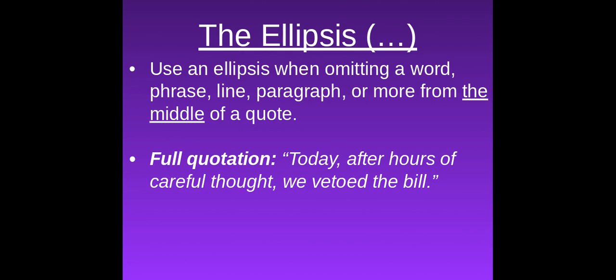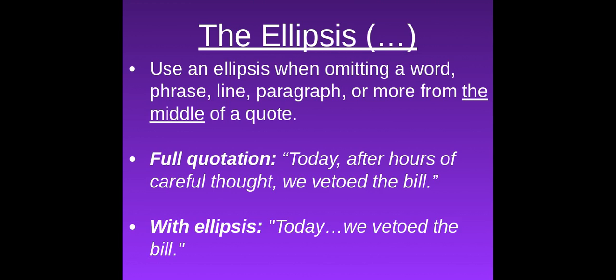So here's my full quotation. Say in a newspaper, they're quoting somebody who's some sort of a politician. "Today, after hours of careful thought, we vetoed the bill." All right, so that's the full sentence that the politician said. But I want to take out part of it. So here's what I'm going to take out. With the ellipsis, I'm going to say, "Today... we vetoed the bill." I'm removing "after hours of careful thought." "Today... we vetoed the bill." So I have my ellipsis to take the place of all of those words that I'm removing. Again, those are removed from the middle of the quote. I have the word today in the beginning, and I have the "we vetoed the bill" at the end. So because I'm removing it from the middle, that's when you use the ellipsis.